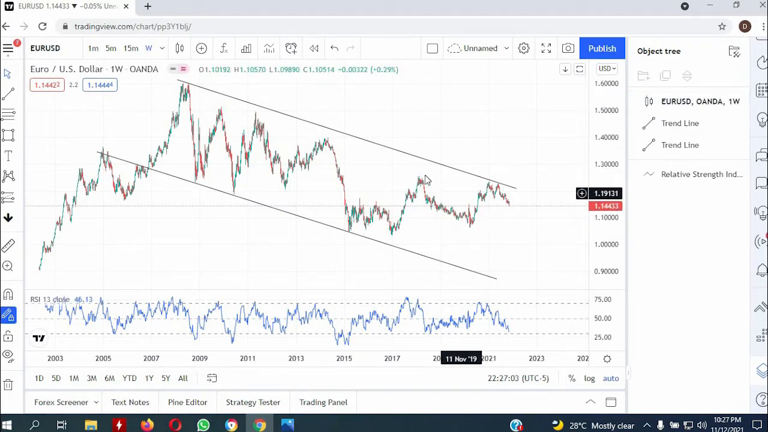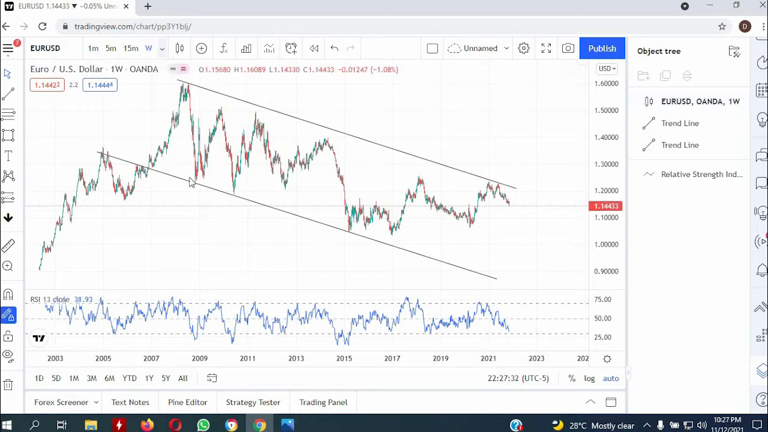But right here it created a higher high, which is higher than the previous lower high, right? And it's created a higher low. So this is a sign to look out for. However, the market is pushing down, so it seems to be continuing the trend, right?